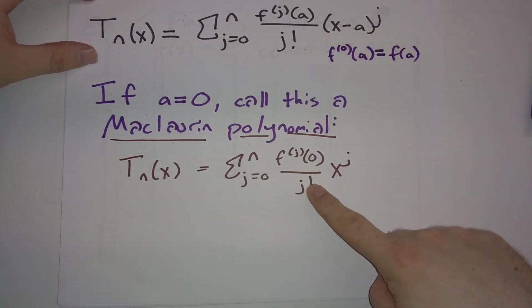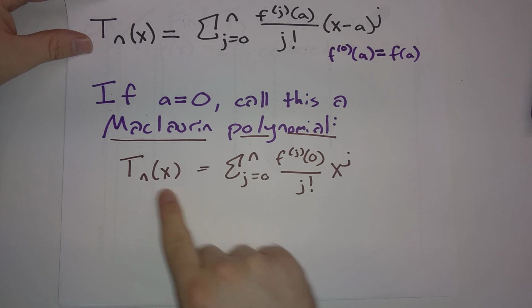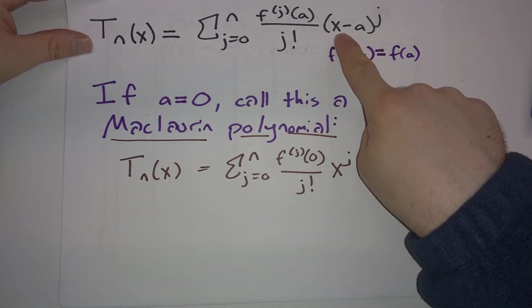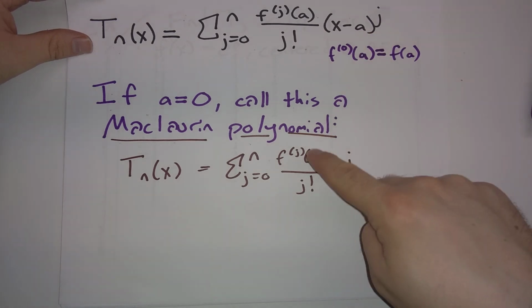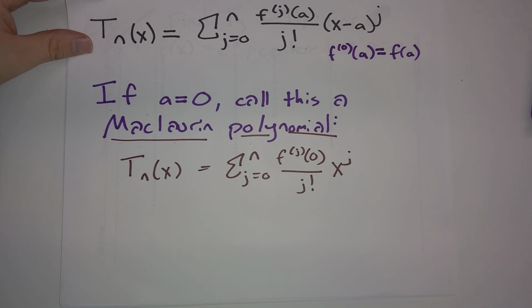Also, I'll just point out that we've been discussing Taylor polynomials. Another term that is useful to know is that if a is equal to 0, we can call these Maclaurin polynomials. So that's when we are plugging in 0 for a here, so x minus a just becomes x.